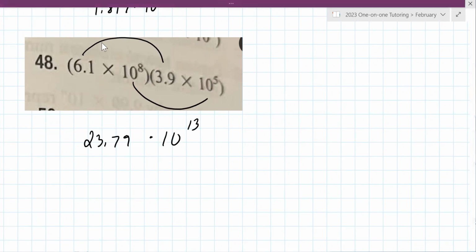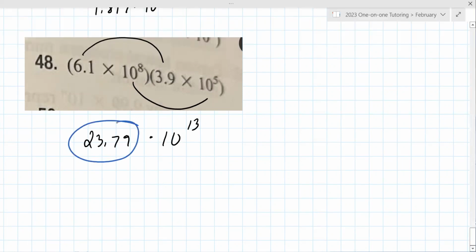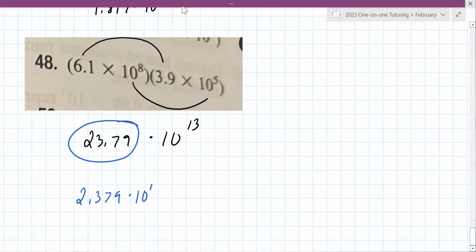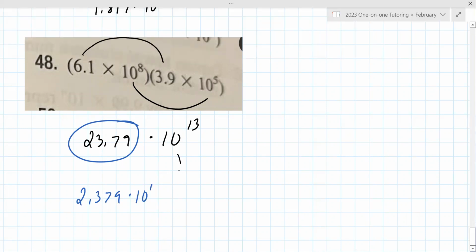Now we're just focusing on this number right here. Yes. So when you move the decimal left, it becomes 10 to what power? 10 to the 1. And notice that 10 to the 13th is just coming down. It's just a separate thing. Yeah. So now you combine the two 10 powers. So it's 2.379 times 10 to the 14th.